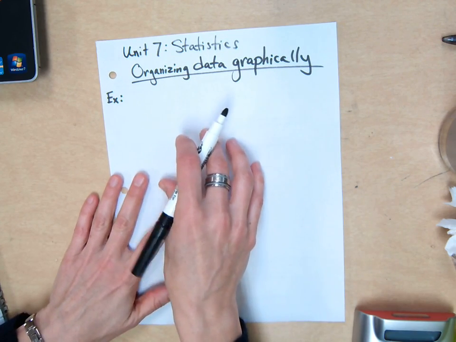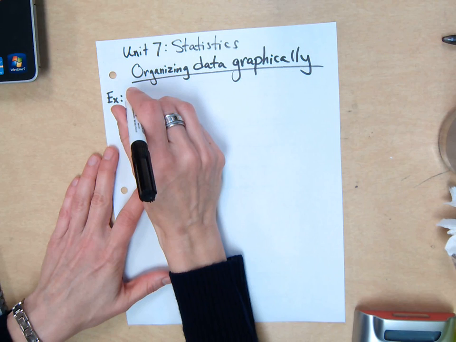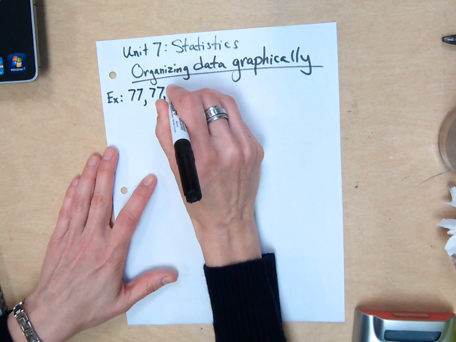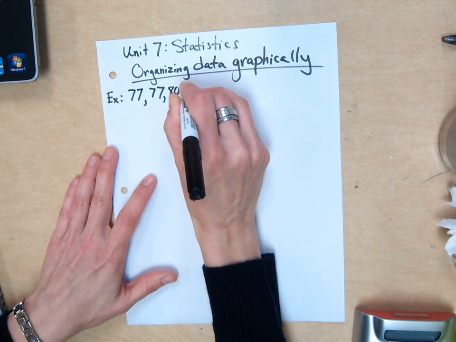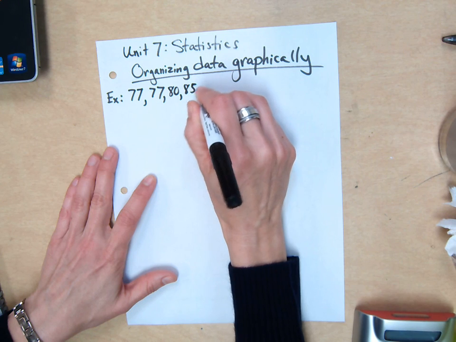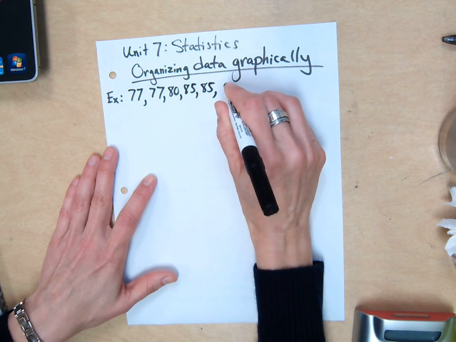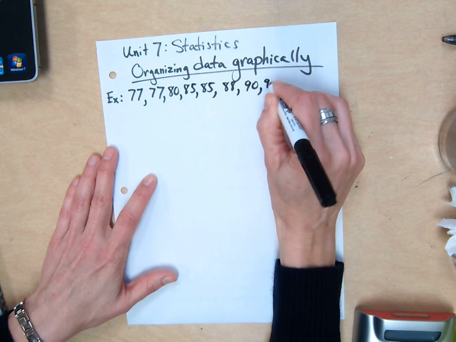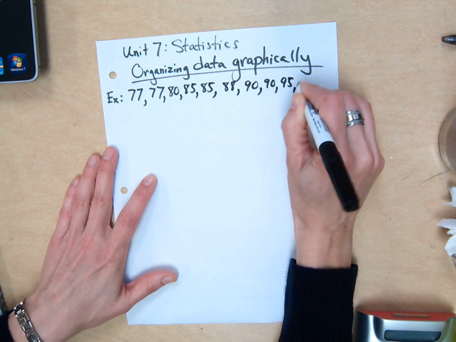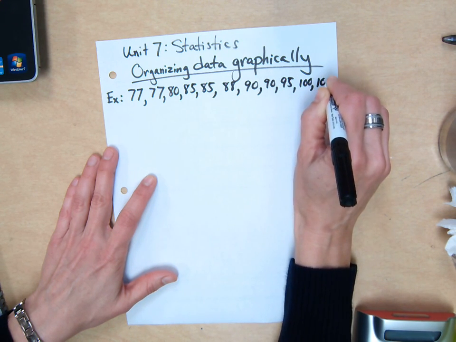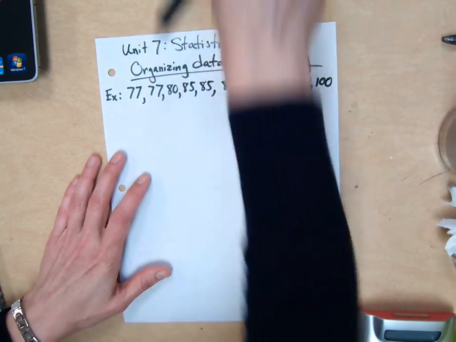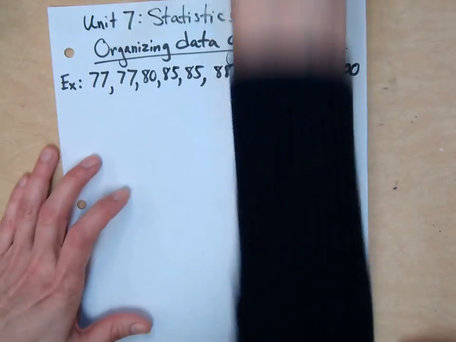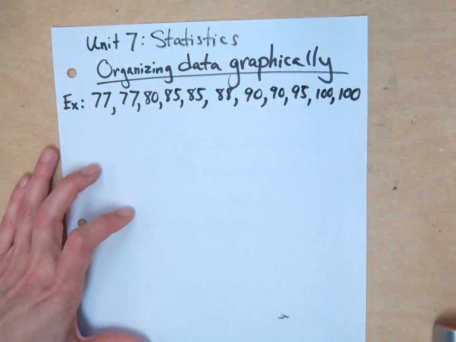So I'm going to give you a set of data points. I'm going to start putting them in order. Okay, 77. We're going to do everything with these numbers. 77, 77, 80, 85, 85, 88, 90, 90, 95, 100, and 100. Okay, so that's the data set we'll use for everything today. And I already wrote it. You definitely want to put your data in order, so it's already in order.